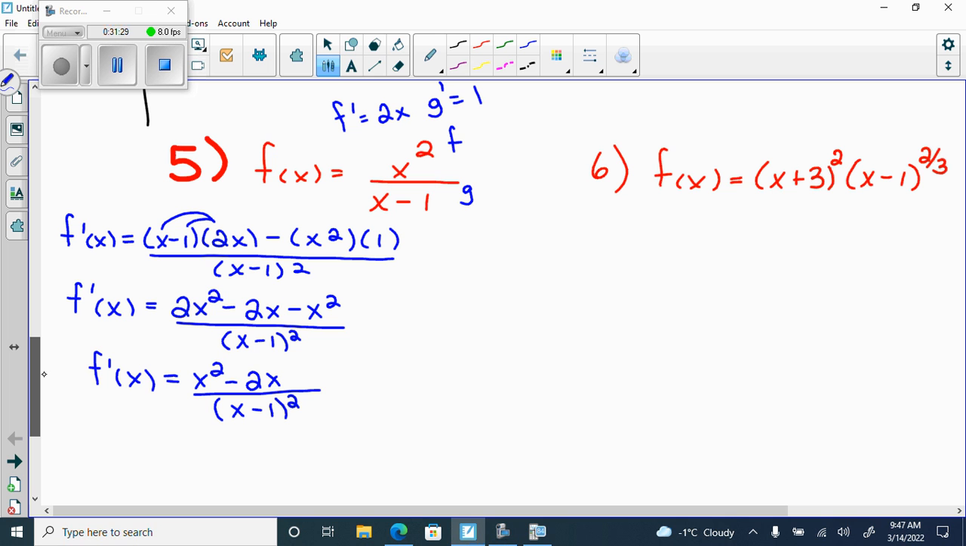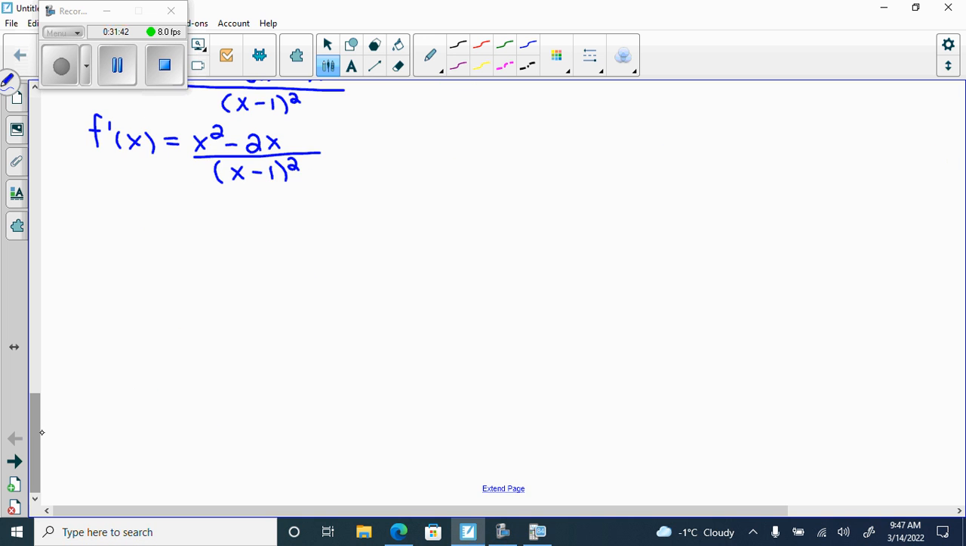Would it still be considered a chain? Because if you had something like this, you still have to go f in front, and you go f prime and g prime. Yeah. All right.